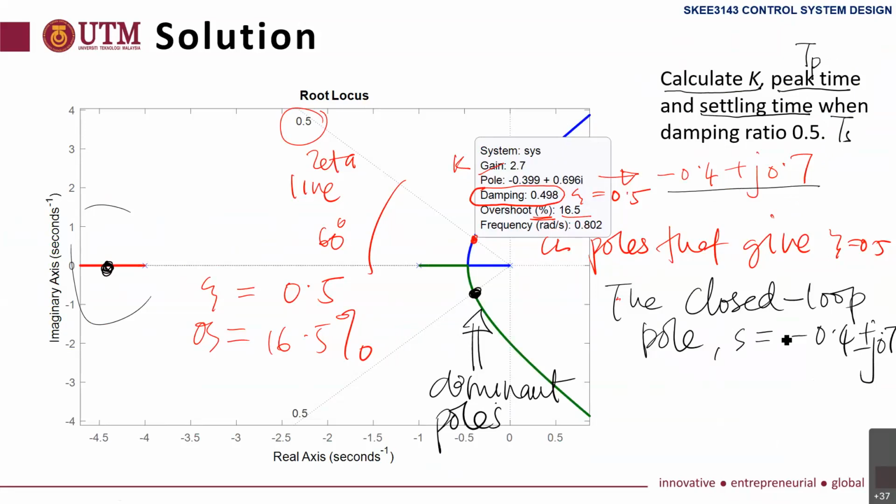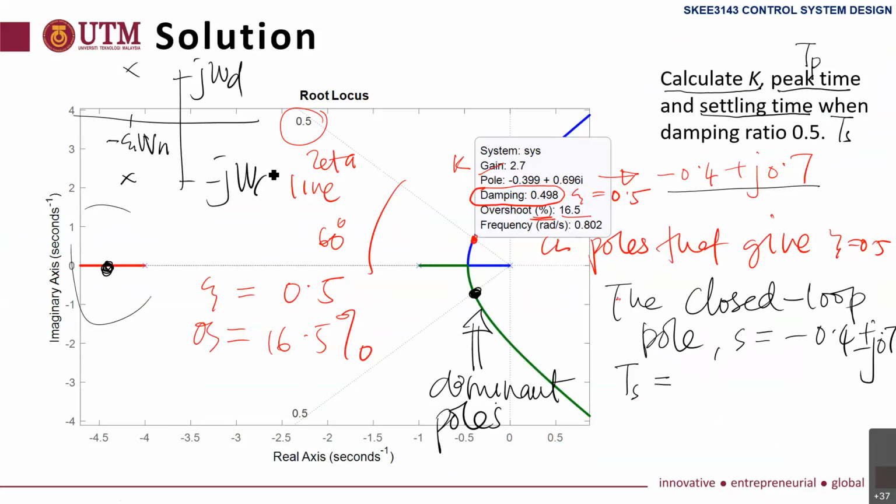As we already have the closed loop pole, then we can of course find TS. We know that this is minus zeta omega n plus j omega d, minus j omega d here. So TS, we apply the formula 4 over zeta omega n, 4 over 0.4, 10 seconds. So this system has settling time of 10 seconds.